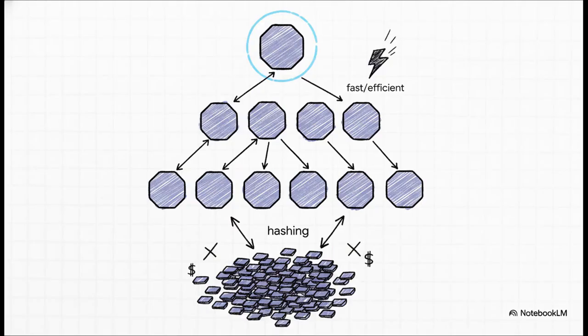So that sounds great. But what happens when you're not dealing with one file, but millions of them? Signing every single one would be insanely slow and expensive. And that is exactly where Merkle Trees come in to save the day.